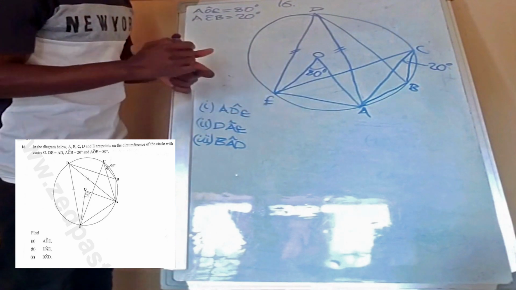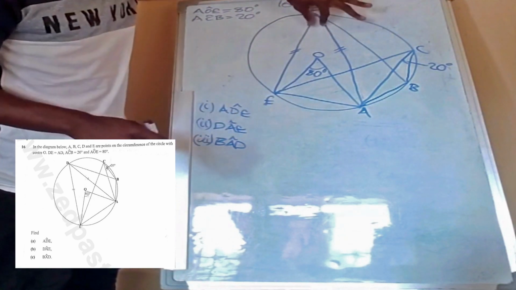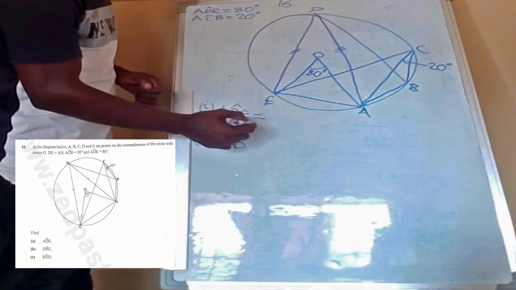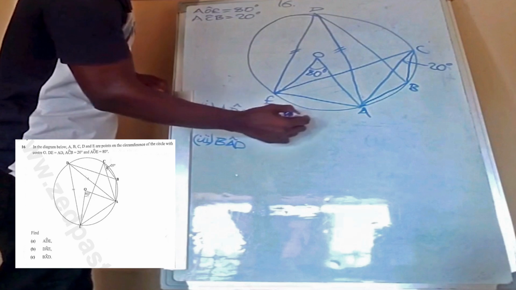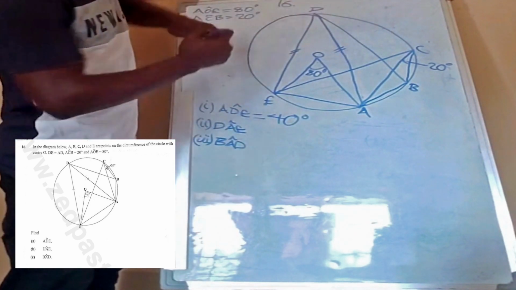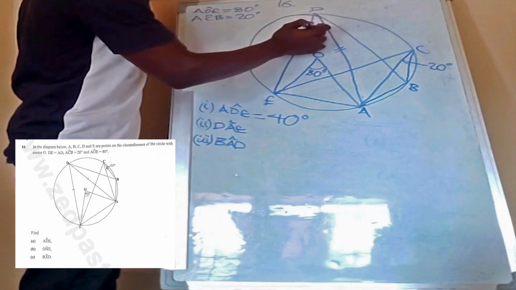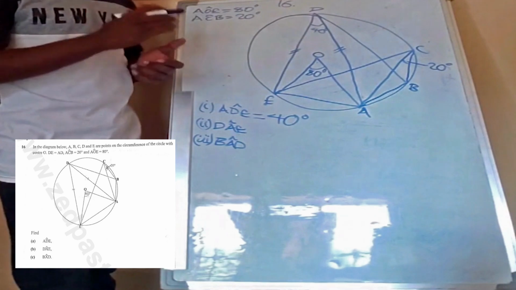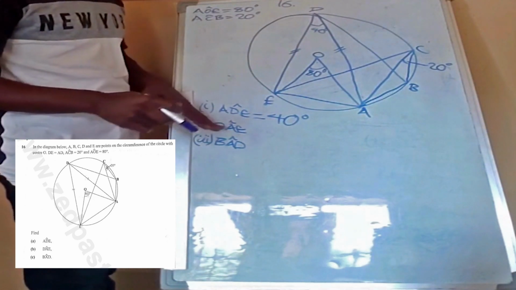So the angle that we have there is simply half of 80. 80 divided by 2 is equal to 40 degrees. So we've got 40 degrees as our angle ADE. You can even write the 40 degrees there. The next one is DAE.